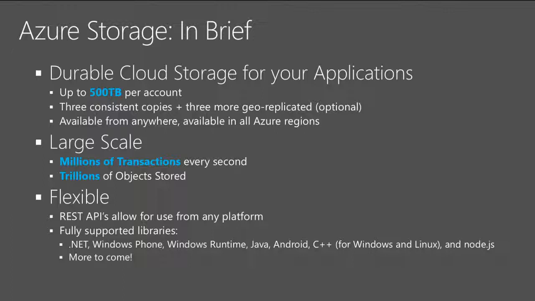And flexible. We've got REST APIs for all the different data types. And then on top of that, just so you don't have to keep rewriting the same code over and over, we've got fully supported libraries: .NET, Windows Phone, Windows Runtime, Java, Android, C++. We just rolled out a preview of iOS and Xamarin. So we're getting more and more all the time. C++, Node, and Java all run just fine on Linux. As you've heard all week, we're really happy to be supporting Linux in the cloud, and that's no exception here. And we're always working on more.